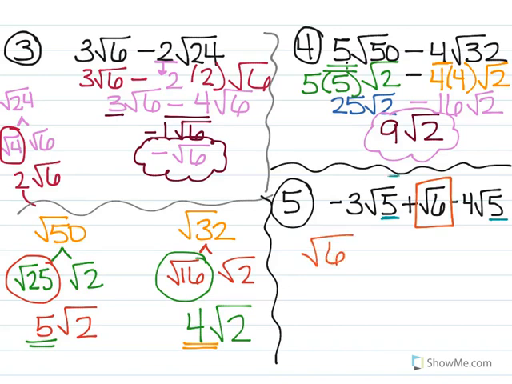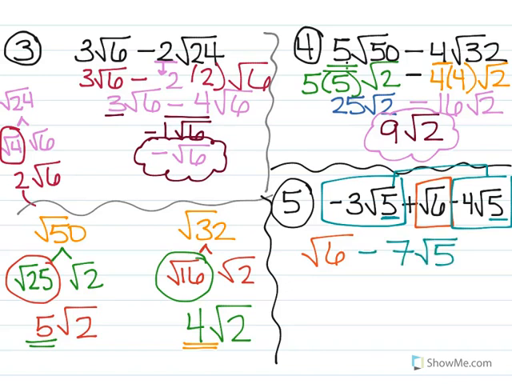But the negative 3 radical 5 and the negative 4 radical 5 are like terms, and we can add those together. So negative 3 minus 4 is going to give you a negative 7, and then you keep the radical 5, and your final answer is going to be radical 6 minus 7 radical 5.